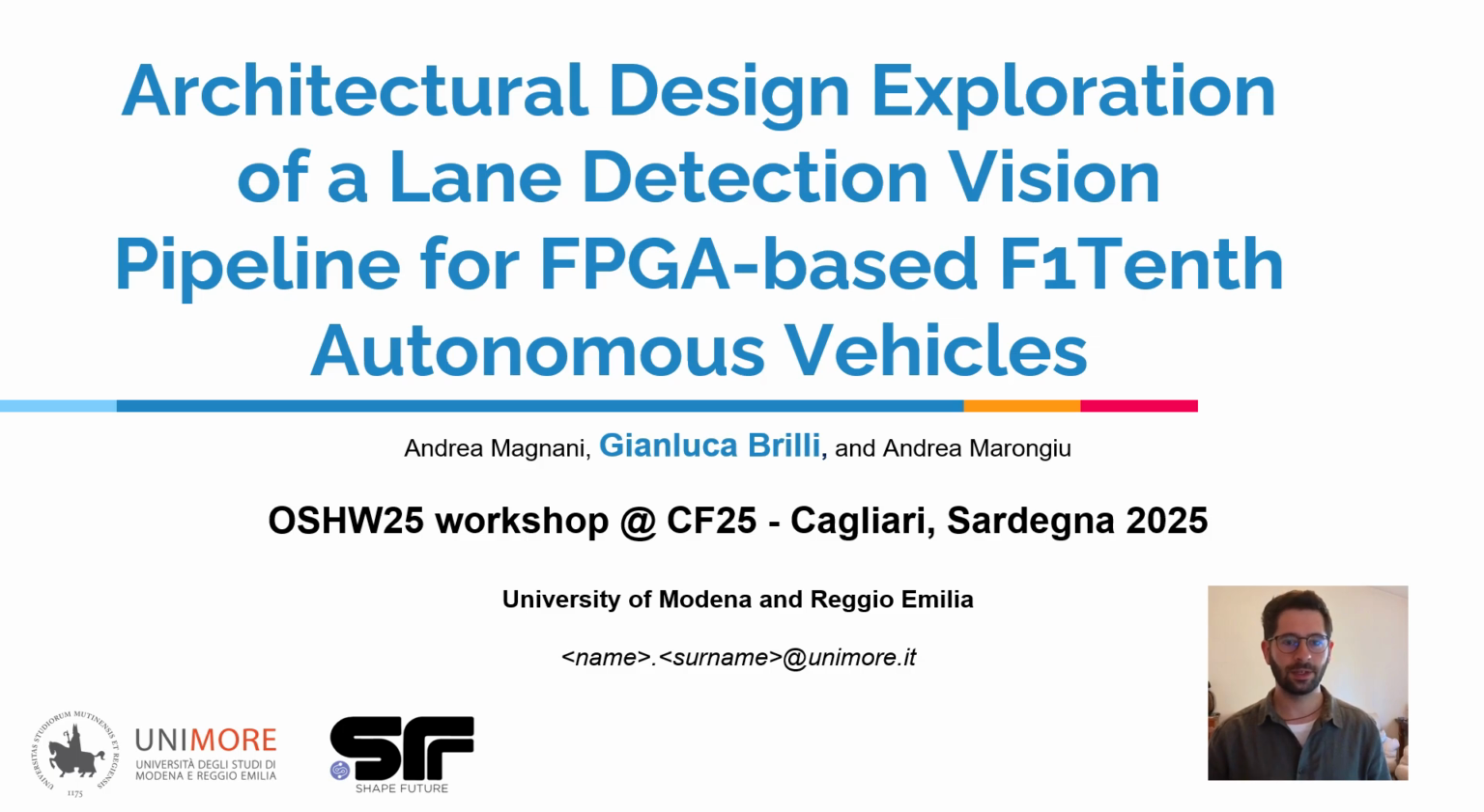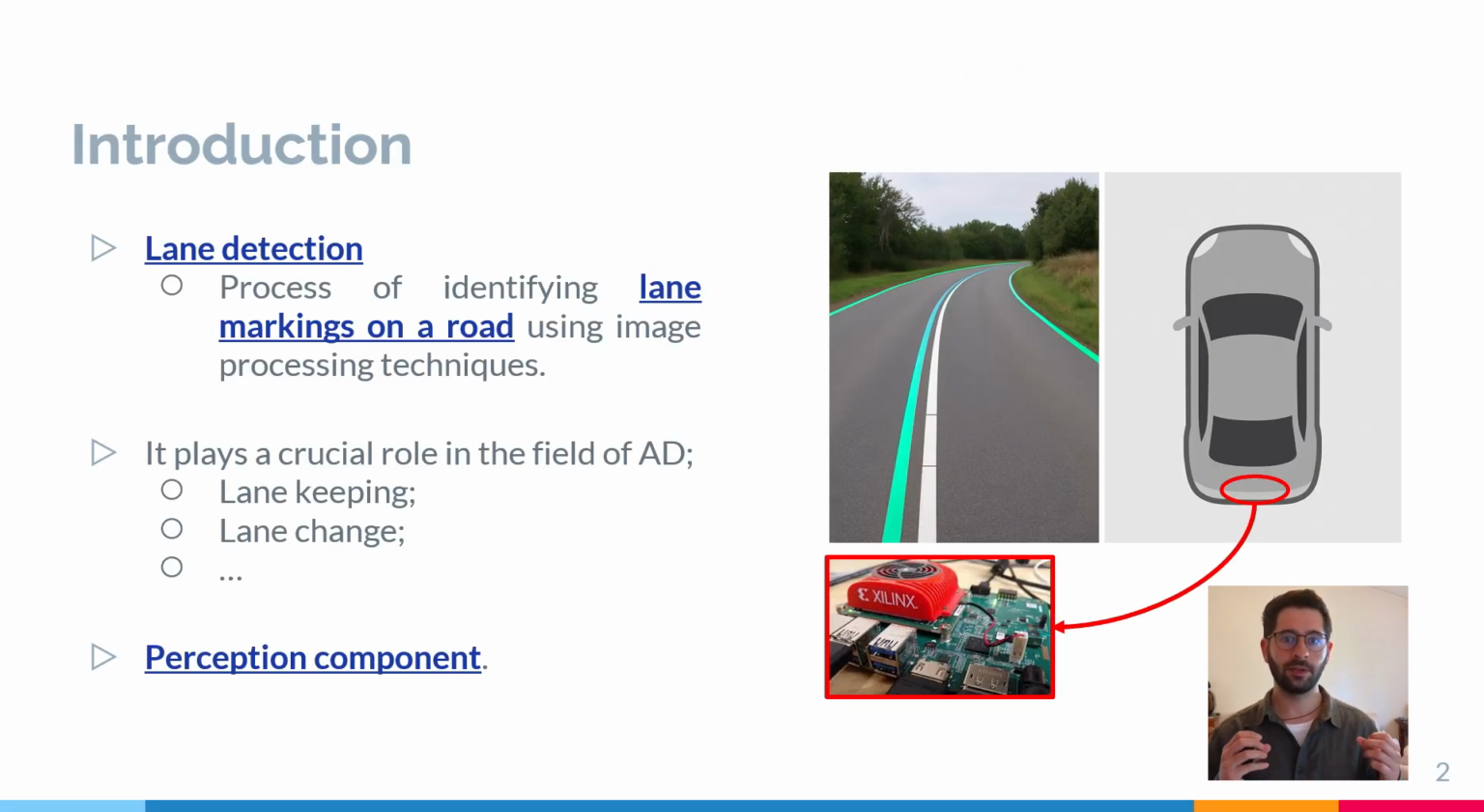Today I'll present architectural design exploration of a lane detection vision pipeline for FPGA-based F110 autonomous vehicles, funded by the Shape Future European project. Lane detection is the process of identifying lanes on a road using image processing techniques like computer vision or deep learning. Lane detection plays a crucial role in the field of autonomous driving, since it can be used as a lane keeper, for example, or to detect lane changes. It can also be used as a component of a more complex perception system.